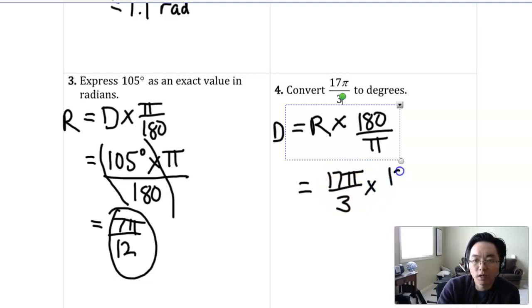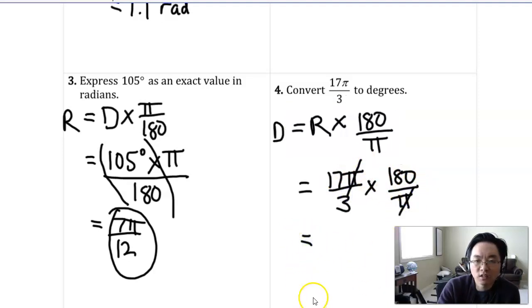Times 180 over pi, and you can see that in one case I have a pi upstairs, and in the other case I have a pi downstairs. So 17 over 3 times 180, I can further reduce this. 3 goes into itself once, 3 goes into 180 60 times. So I end up with 17 times 60, which as everybody knows is, I believe it's 1020 degrees. Okay? And that's how you convert between radians and degrees.